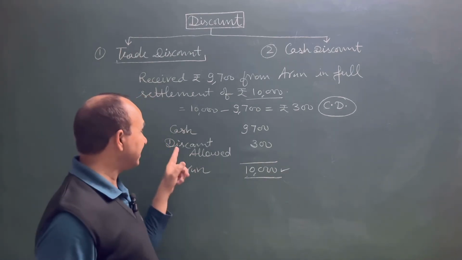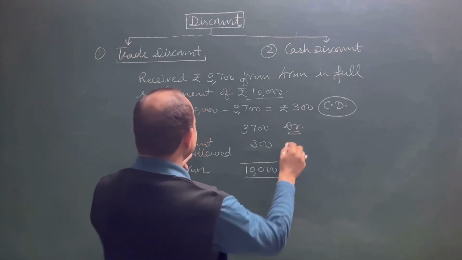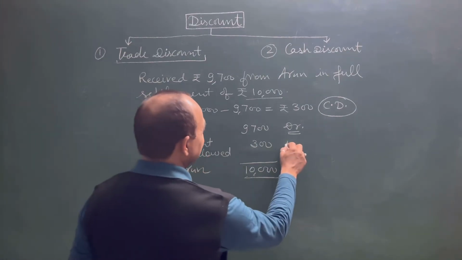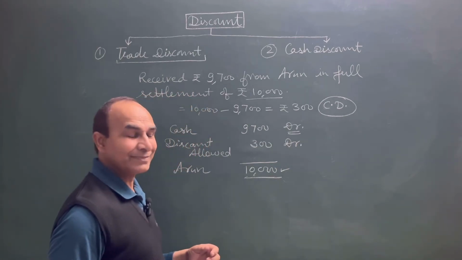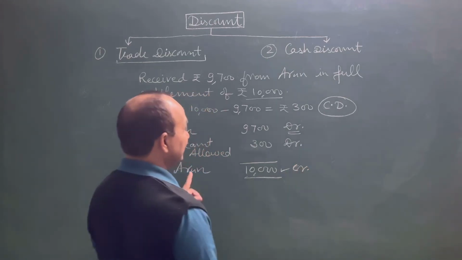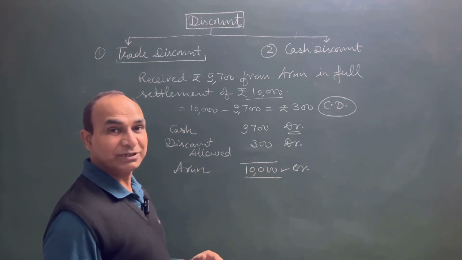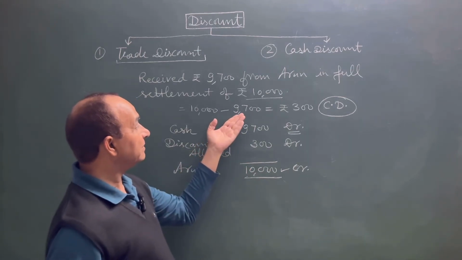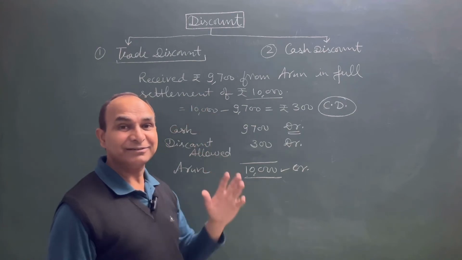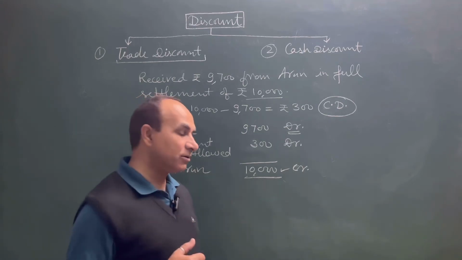Now, what will be the journal entry? Cash is a real account. Debit what comes in, it will be debited. Discount allowed is a loss. Nominal account, debit all expenses and losses, it will be debited. And credit the giver, Arun, he will be credited. So the journal entry will be cash account debit, discount allowed account debit, to Arun's account. It means by receiving a payment of 9,700, Arun's account of rupees 10,000 has been settled, and this is a loss to the businessman.